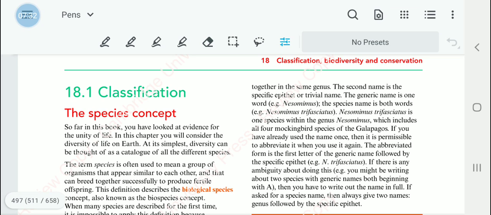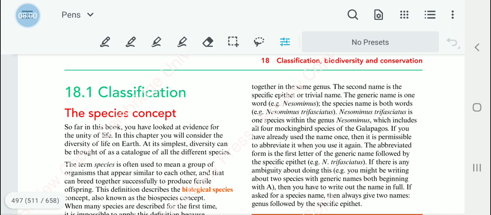Now, for example, Homo sapiens. You know about the other species who have been there before: Homo erectus, Homo habilis, those kinds of animals. We are also animals, so they are in the Homo category. The second name is going to be specific. We call it the specific epithet or trivial name.